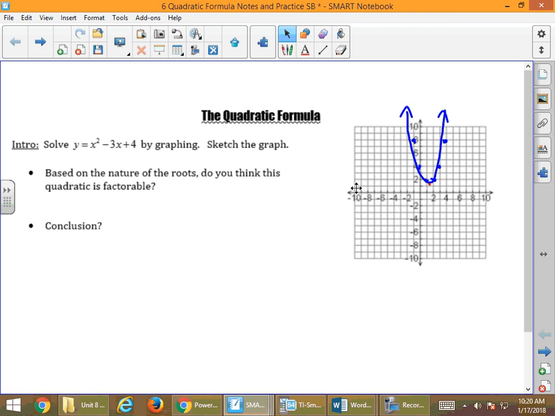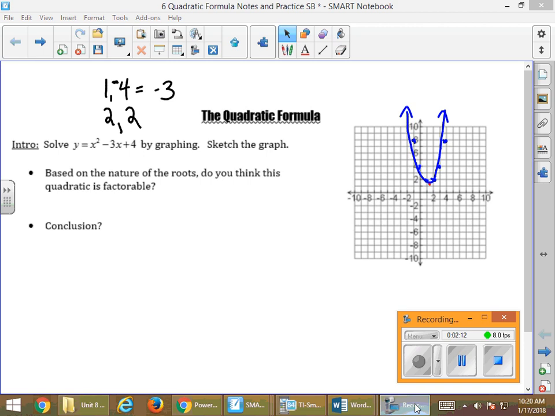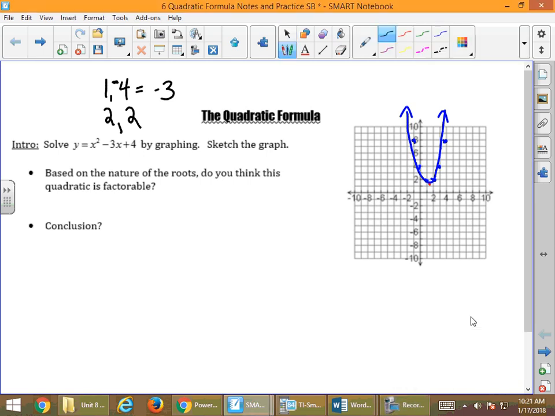Factors of 4 are 1 and 4 and 2 and 2. Will either of those combine to be 3? And if we did 1 minus 4, we would get -3. But what happens if you multiply 1 times -4? 1 times -4 is -4, not +4. We cannot factor this problem.